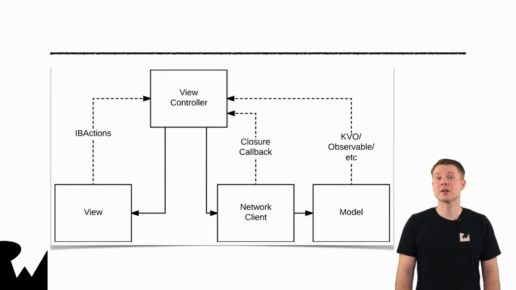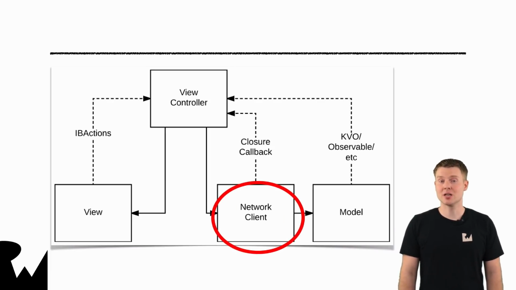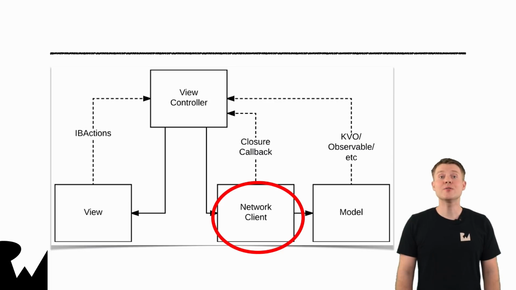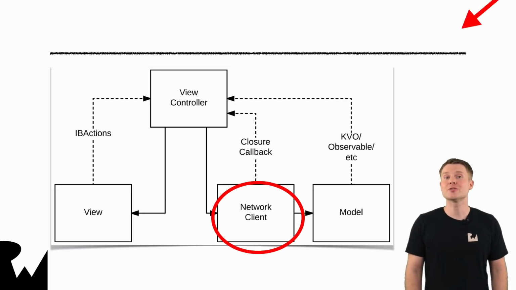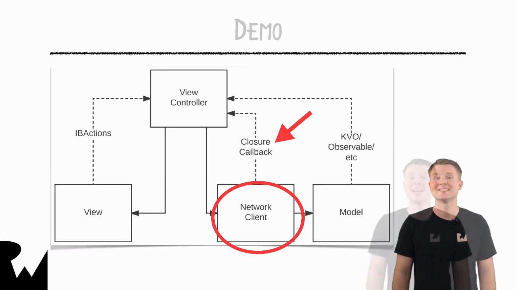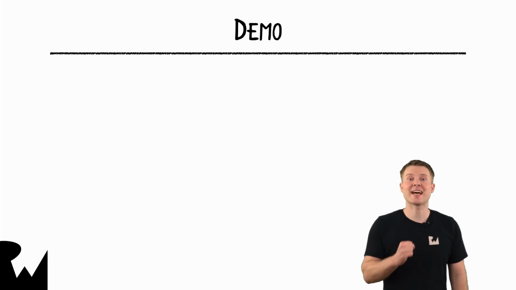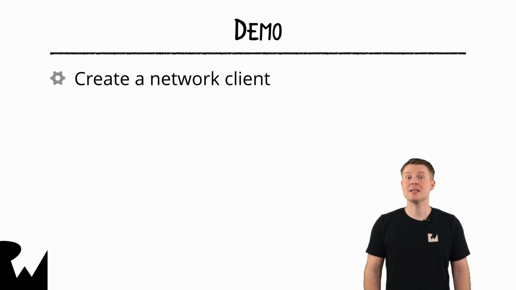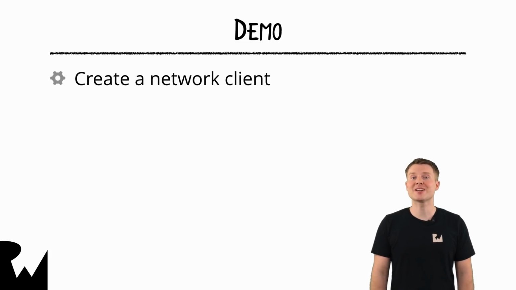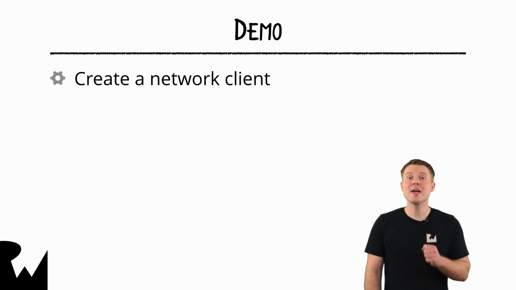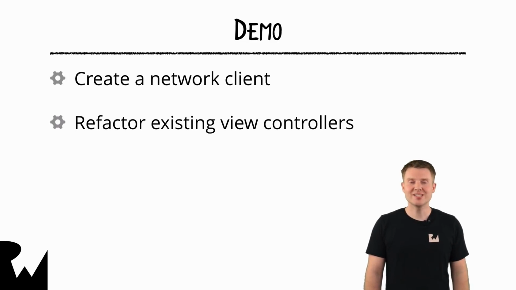Instead of duplicating networking logic, which the demo project is currently guilty of doing, MVC-N creates a network client to handle networking logic. Network clients often make network requests, serialize response data into project-specific models, or domain models as they're called in developer jargon, and return models to a view controller via a closure callback. In the demo, you'll be doing just that. We'll start by creating a network client and pulling existing networking logic into it. Then, we'll refactor existing view controllers to use it.